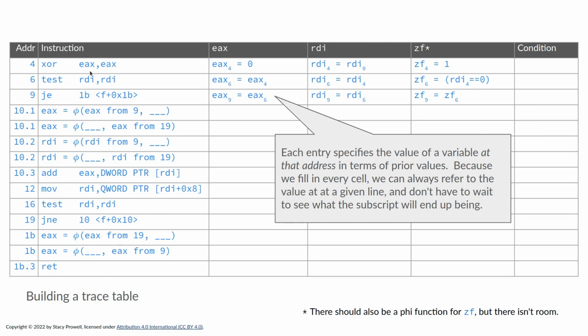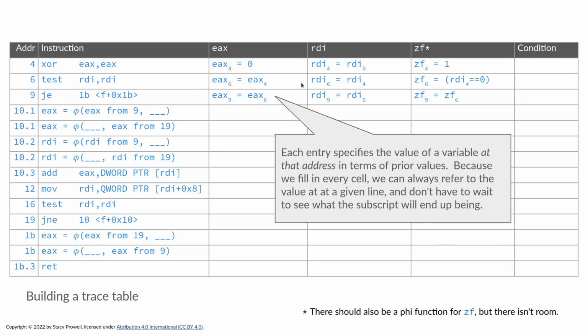The first part of this is easy. XOR EAX with itself. I'm just going to go ahead and say that's 0. RDI doesn't change, and the zero flag is set to 1. I'm going to keep track of it, and really, if I'm keeping track of this, shouldn't I have a phi function for ZF over here? Yeah, I absolutely should, but I don't. Why don't I? It has to fit on the slide. You've got to figure out what you want to deal with, and I don't want to deal with that.